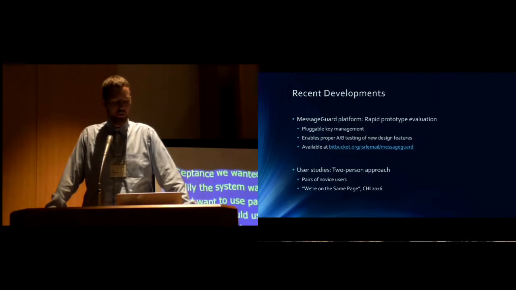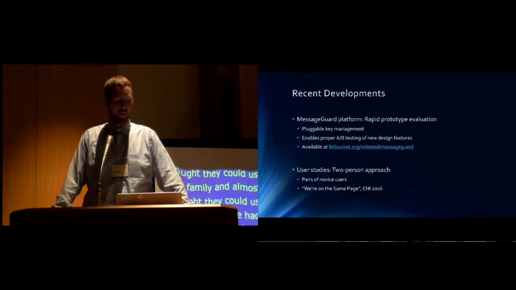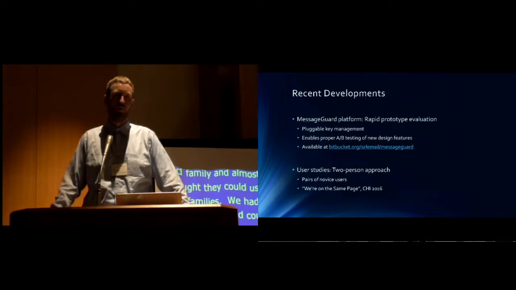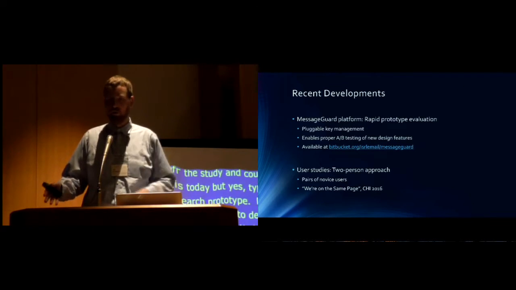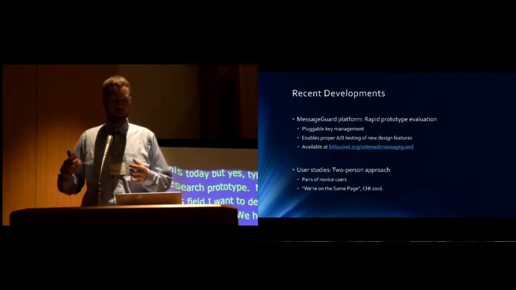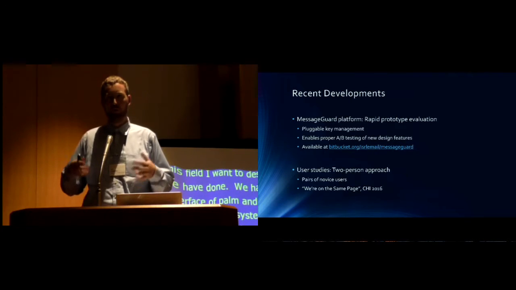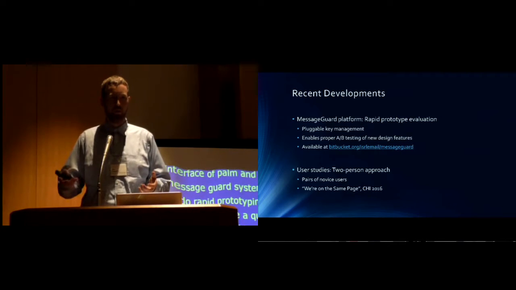More recently in this field, I want to describe a few things we've done. We've taken the user interface of POM and applied it to the Message Guard system, which enables us to do rapid prototyping of secure email. So if we have a question we want to answer, does this certain feature affect the usability of secure email or not, we can design an A/B study where we take the Message Guard platform, which provides integrated secure email, make a tiny change, and then run the study and see how it goes.